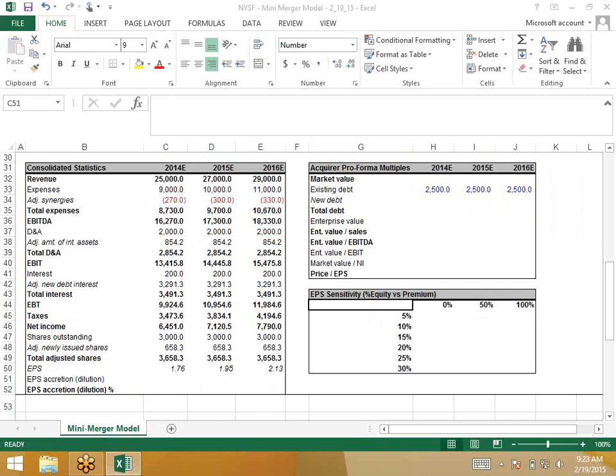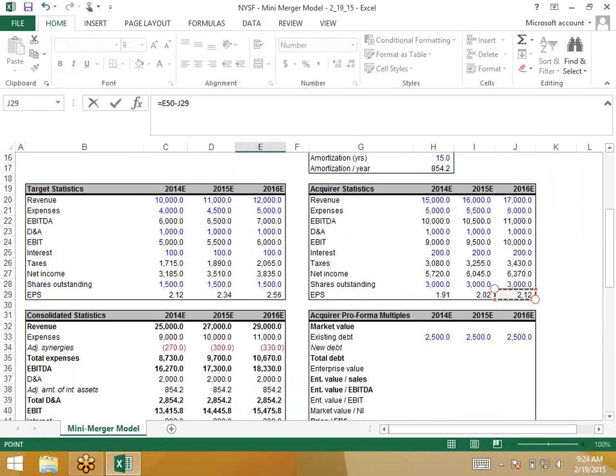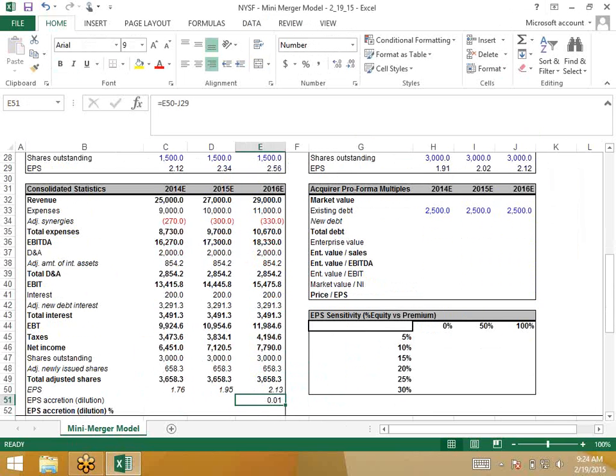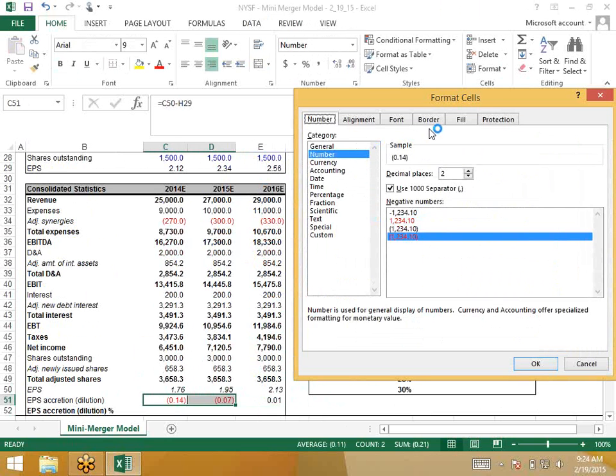All right, so the accretion on that is the difference between the new EPS and the old acquirer's EPS. So first, there's two different ways of looking at it. There's the cents increase or decrease, and then there's the percentage. So $2.13 minus the original acquirer of $2.12 gives us an accretion of 1 penny. I just subtracted. Right, so here in this case, it's dilutive in the beginning, and then it slowly becomes accretive.